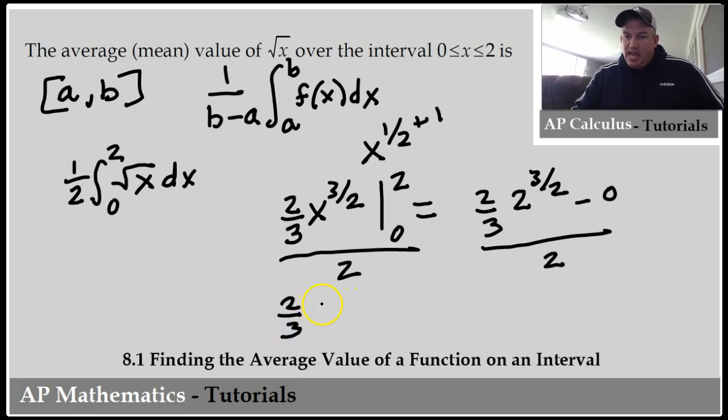And then 2 to the 3/2 can be written as 2 times the square root of 2. And since that's being divided by 2, my 2's cancel. So my average value for the square root of x on the interval 0 to 2 is equal to 2/3 times radical 2.